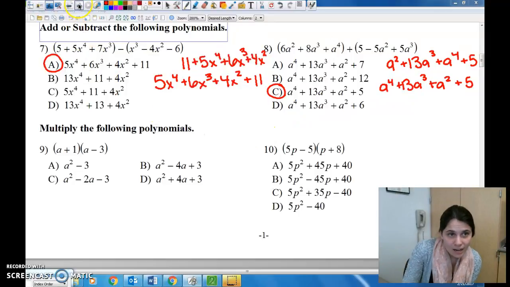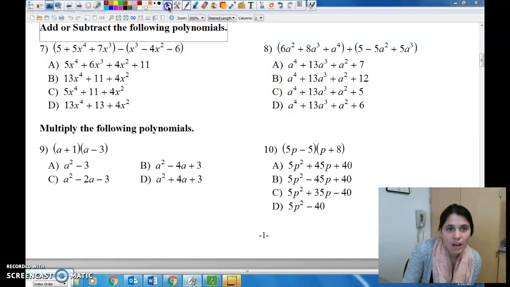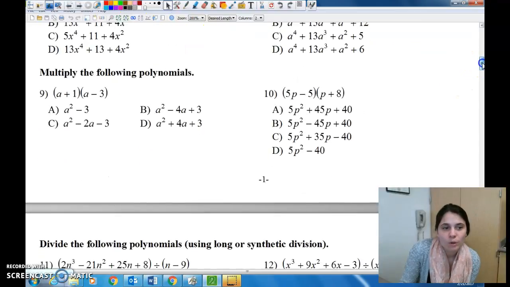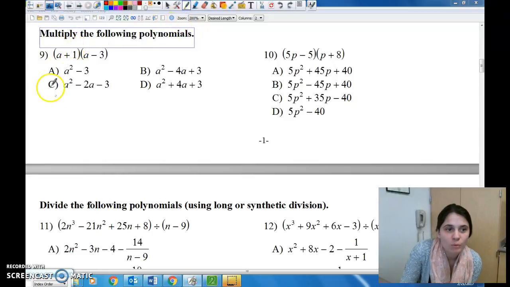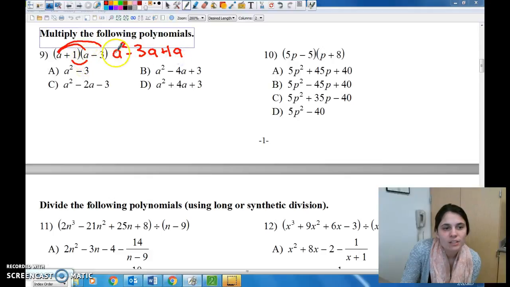Numbers 9 and 10, we're still dealing with polynomials, but we are now multiplying. So this is what most people call the rainbow method or foiling. I don't really like the term FOIL. Rainbow method is okay. So in order to do this, I have to multiply everything in here by everything in here. So I start with my a times a is a squared. A times a negative 3 is negative 3a. 1 times a is 1a, and 1 times a negative 3 is a negative 3.